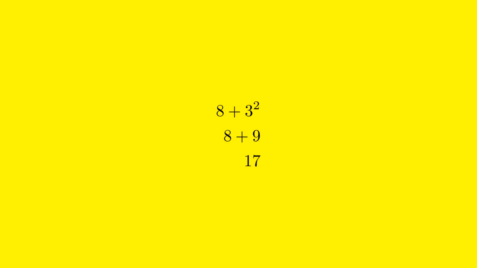Finally, add these two values together. 8 plus 9 equals 17. The expression simplifies to its final value, which is 17.